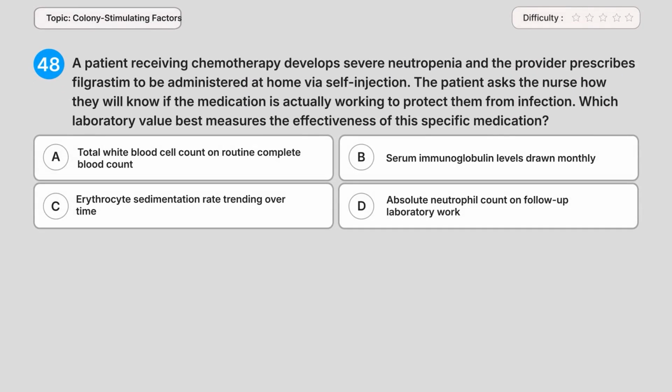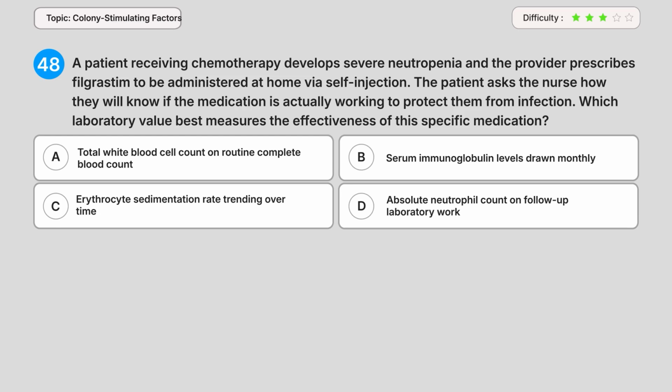48. A patient receiving chemotherapy develops severe neutropenia, and the provider prescribes filgrastim to be administered at home via self-injection. The patient asks the nurse how they will know if the medication is actually working to protect them from infection. Which laboratory value best measures the effectiveness of this specific medication?